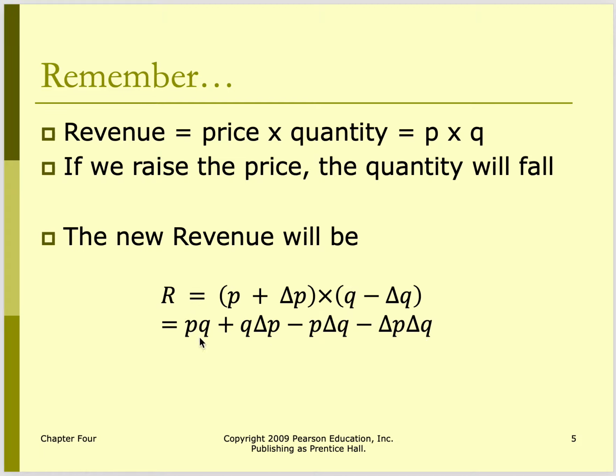So P times Q is a positive number because remember, both price, delta P, quantity, and delta quantity are positive numbers. The negatives, the ones that will be subtractors from this, are P times the change in quantity and the change in price times the change in quantity. If it was just left up to the positive terms, there'd be a positive increase. But here we've got the negative part, so it really depends on how big these are.